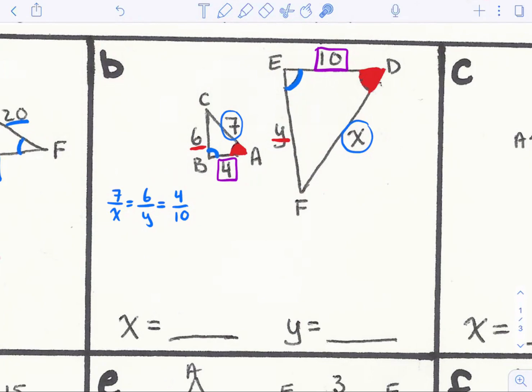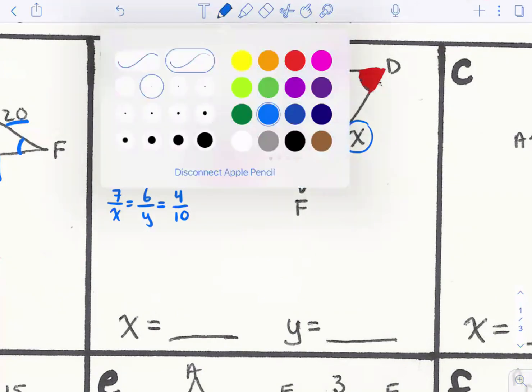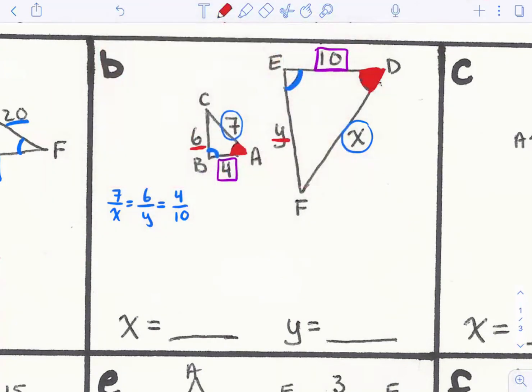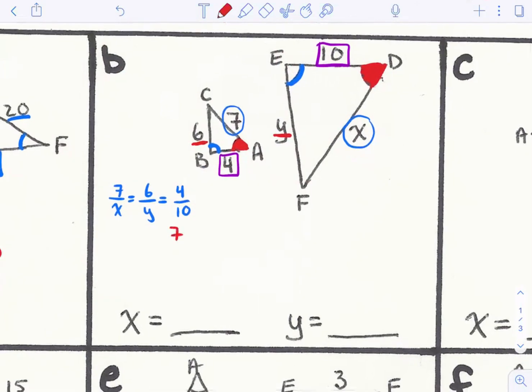That is the most common error that happens when students are setting up proportions for similar triangles, is that they end up putting 7 over x and then 10 over 4. So it ends up being impossible to get the right answer because you've now mixed up the proportion and you were not consistent. So to solve for x, I'm going to use 7 over x.